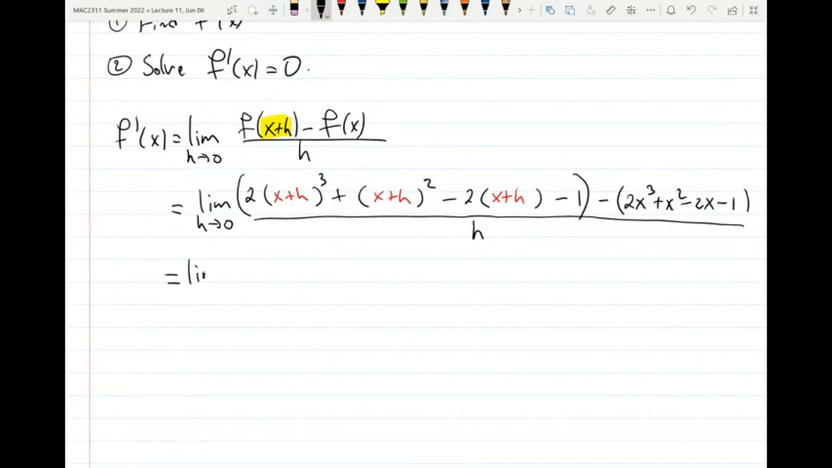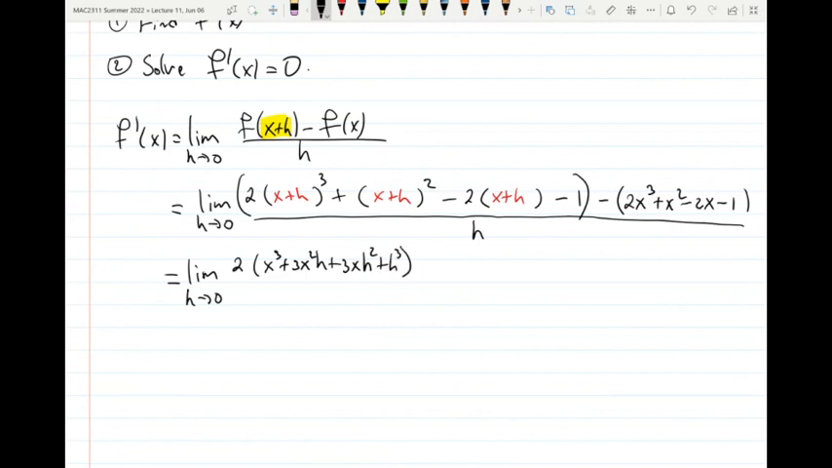All right, so I'm just going to keep on writing this limit over h, but now what we're doing is algebra. Our job is to expand all of this, combine like terms, and simplify as much as we can. Here we have a cubic, so let's do that one. That one is x cubed plus 3x squared h plus 3x h squared plus h cubed.